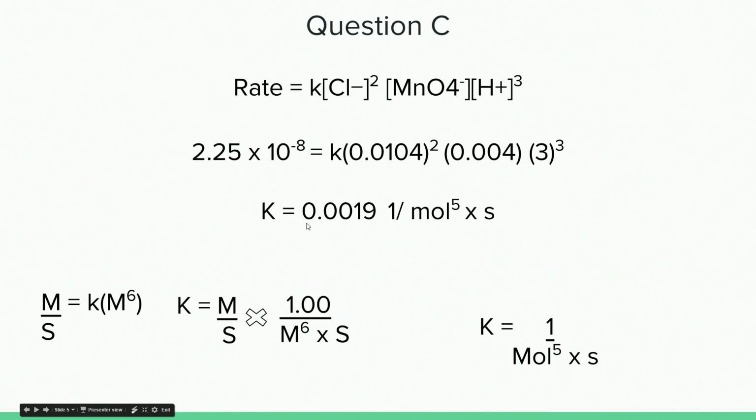I ended up getting 0.0019 for k, with units of 1 over molarity to the 5th times seconds. I found this out by altering the units: molarity divided by seconds equals k times molarity to the 6th. So k equals molarity per second times 1 divided by molarity to the 6th, and you end up getting k equals 1 divided by molarity to the 5th times seconds.